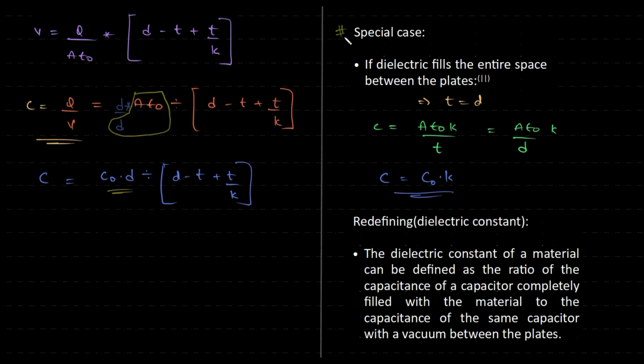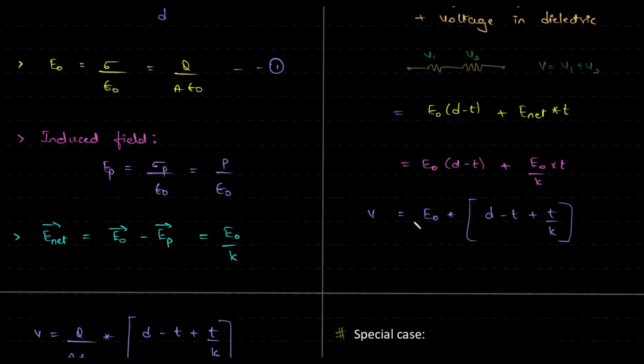Okay. So with this, we'll be able to redefine dielectric constant. Dielectric constant of a material can be defined as the ratio of the capacitance of a capacitor completely filled with the material to the capacitance of the same capacitor with a vacuum between the plates. Right? Basically, we are expressing this. Okay. So with this, you will be able to redefine your dielectric constant. Again, you can get any question anyhow. We need to be very clear with this.